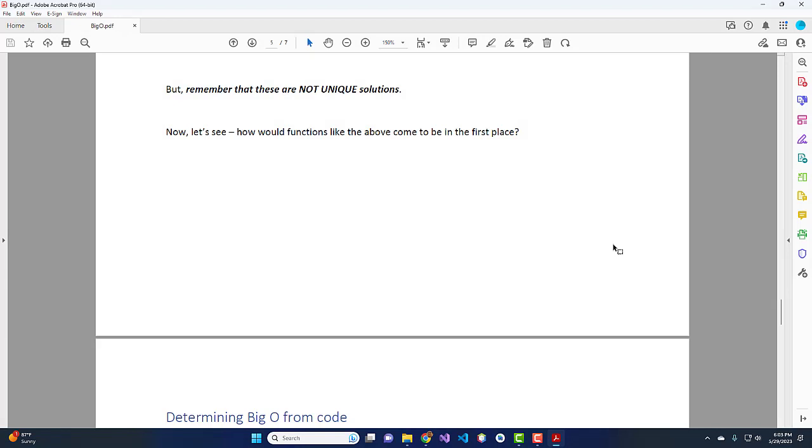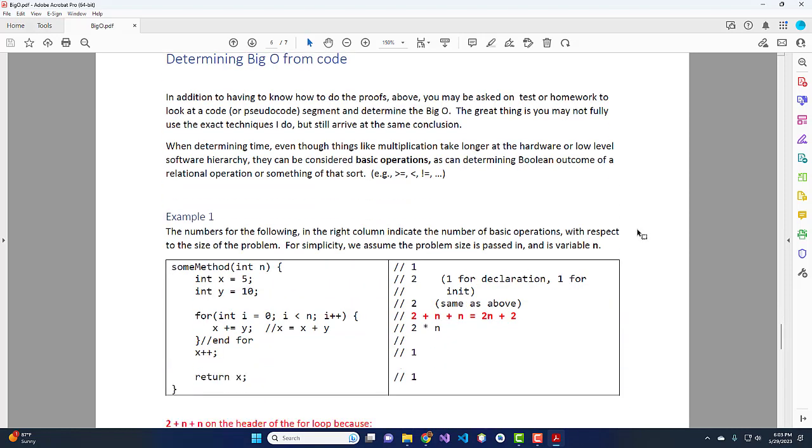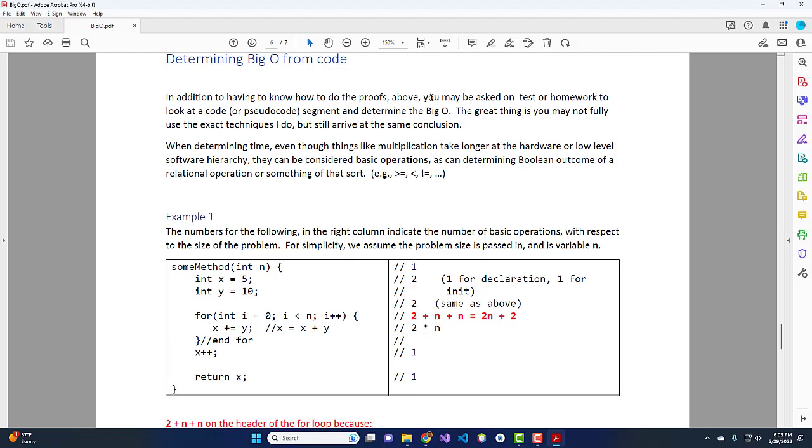So I'm giving you functions and asking you what's the big O, but what does it look like when you compare it to code? So here's another technique, another skill you need as far as my tests and potential assignments are concerned. But it's good to know in any case, regardless of who your instructors are or what institution you're going to. This is determining the big O from code. In this one, I'm not having you do proofs, but you may be asked on a test or homework to look at code or pseudocode or a segment and then determine what's the big O.